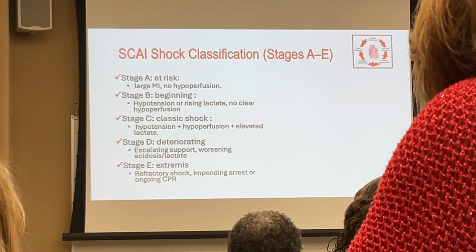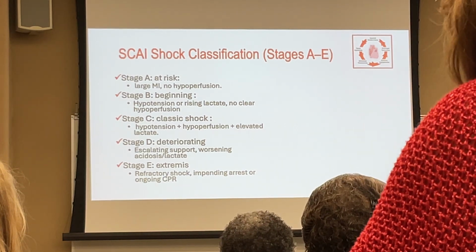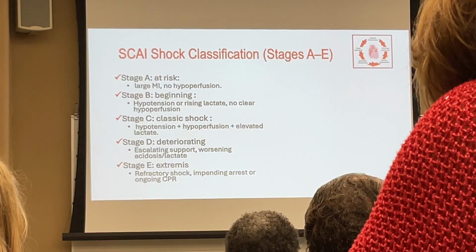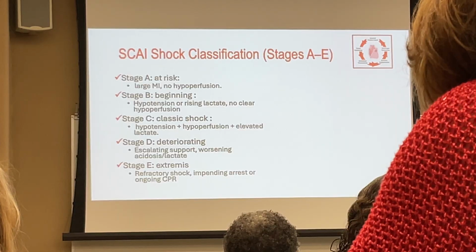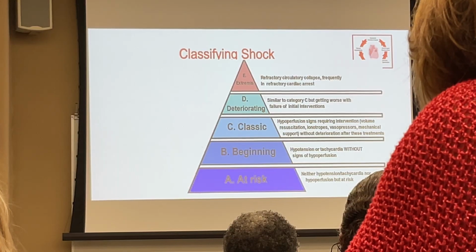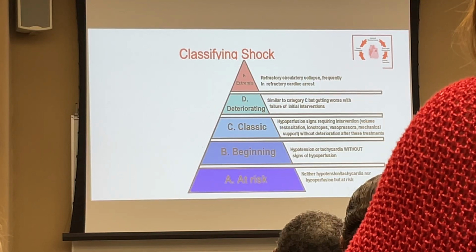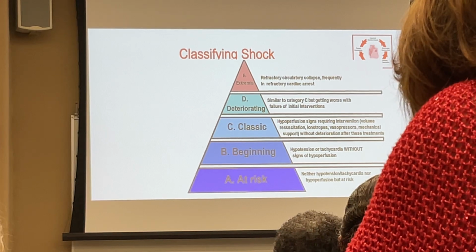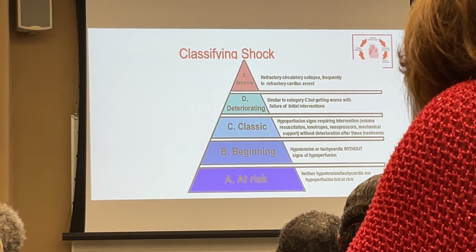And then stage D, you're deteriorating, you're adding vasopressors, but the patient is getting worse, acidosis is worse, lactate rising, and then stage E, extremis, refractory shock, impending cardiac arrest, or ongoing CPR. Either CPR with mechanical circulatory support methodologies or actual CPR. Okay, so just looking at that classification, thinking about the bottom, A, which is at risk, right? You're not hypotensive. You might be mildly tachycardic, but you are at risk because we know you had a large MI, et cetera.